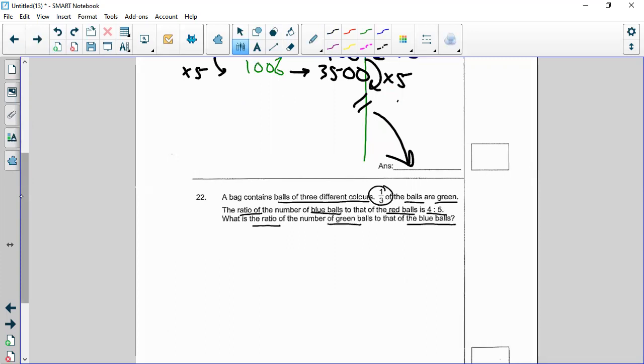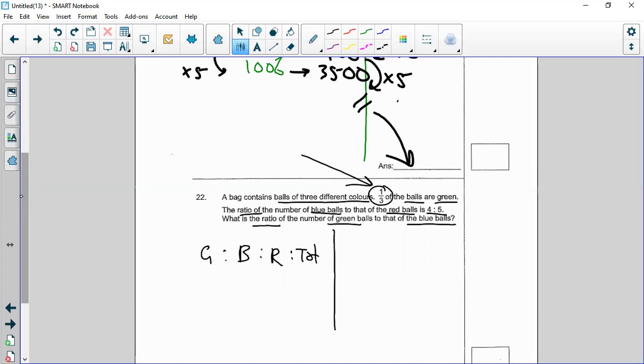So how do you use the ratio method? Can you convert the fraction to ratio? You must know how to convert the fraction to ratio. It's important. So how do you do that? Green is to blue is to red. You must have complete labels in your ratio. What do you mean by complete labels? All the colors must be in your label.